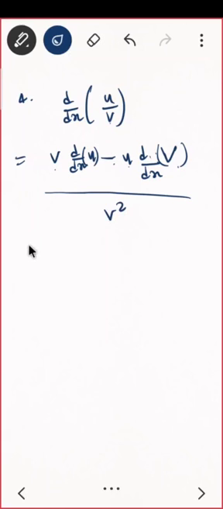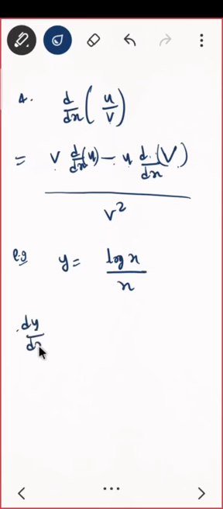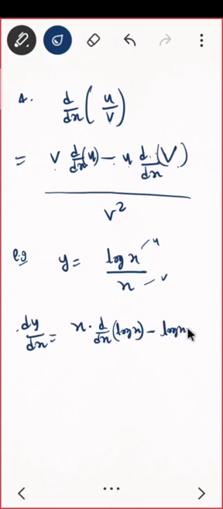So if I give an example, say y equal to say log x upon x. So this is my question. Now you see this is of the form u upon v. So how will you do this? You will do this, that is dy by dx would be v. What is that? X into derivative of log x, that is u. This is my u, this is my v. Correct? Minus you are having u, that is log x, into derivative of x. Correct, and that is divided by x square.